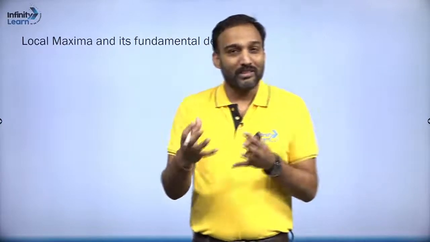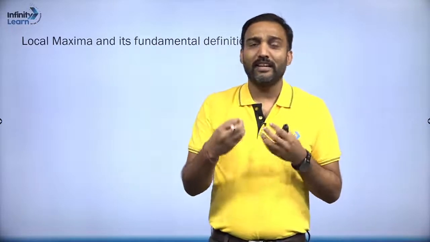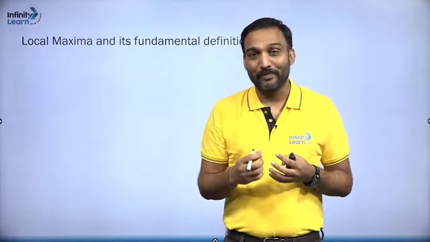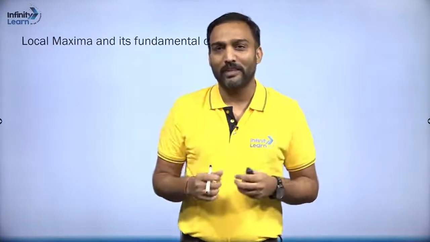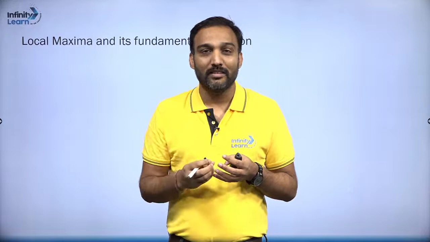So what do I mean by vicinity for a function? For example, let's say I am talking about a point A. The vicinity of A would be A plus h and A minus h, where h is tending to 0. We have talked about these concepts when we did the workshop on monotonicity. If you haven't watched it, you can watch it on our YouTube channel; it's available right there. So the vicinity of a point x equal to A is A plus h and A minus h. If a function has a maximum value in the vicinity of A, then I would say there is a local maxima at point A.